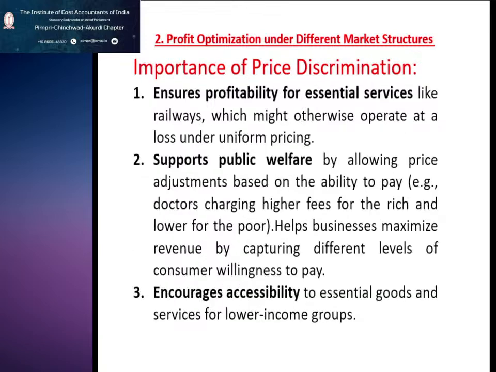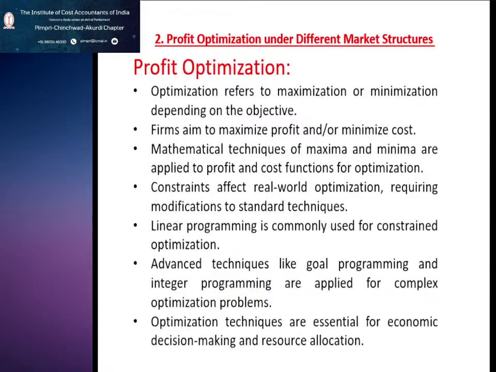So the importance of price discrimination, let's understand. We understood that it ensures profitability for essential services like railways. It supports public welfare by allowing price adjustment based on the ability to pay, and encourages accessibility to essential goods and services for lower income groups. Thereafter we went through profit optimization.